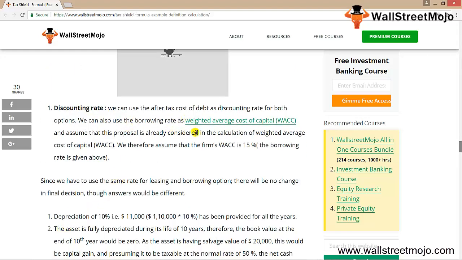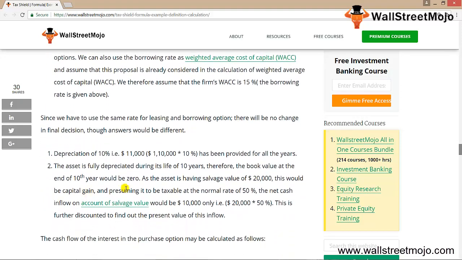The discounting rate is called WACC. Why do we use WACC? WACC is the complete cost of the company, that includes the cost of equity, cost of preference shares, cost of debt, and so on and so forth. So over here we use the same rate for leasing and borrowing option, and there will be no change in the final decision. The answer may vary.